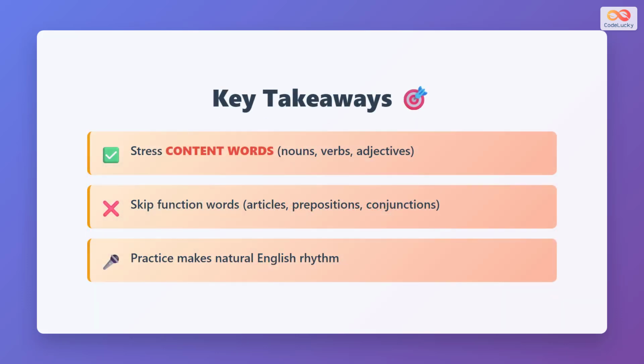Remember these three important points. First, always stress content words including nouns, verbs, and adjectives. Second, never stress function words like articles, prepositions, and conjunctions. Third, practice makes your pronunciation natural. The more you practice this stress pattern, the more natural your English will sound. Mastering sentence stress is one of the most important skills for fluent English pronunciation.